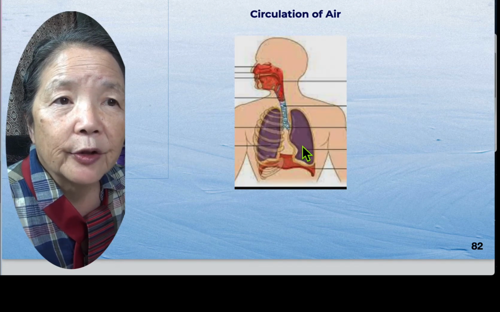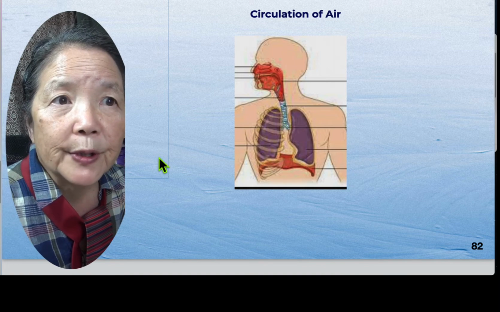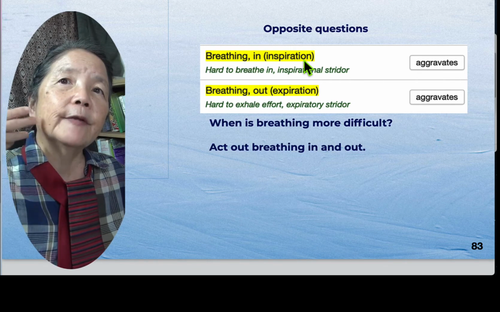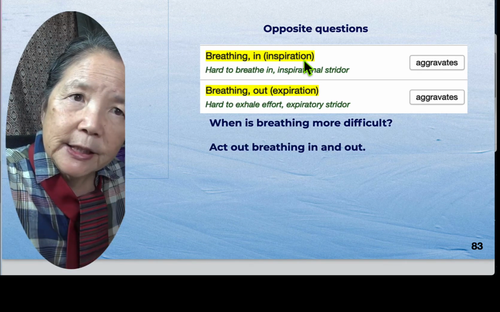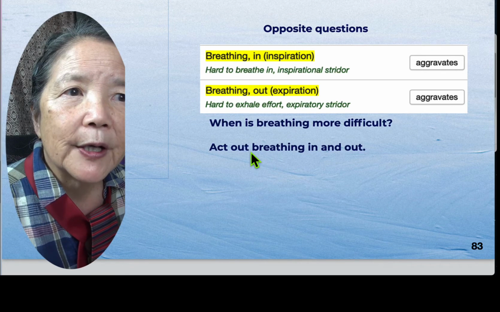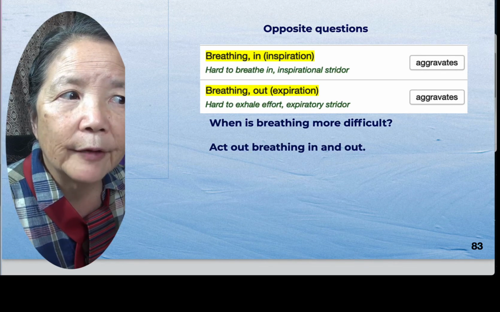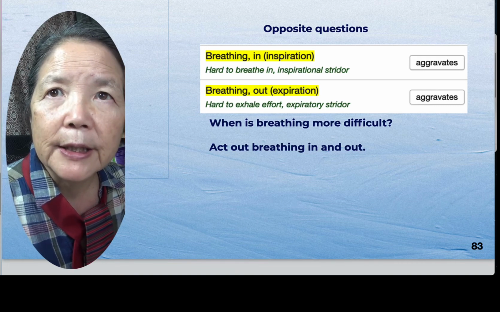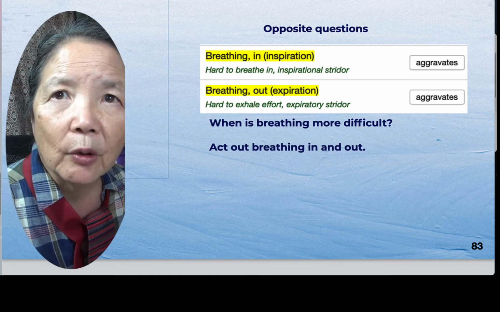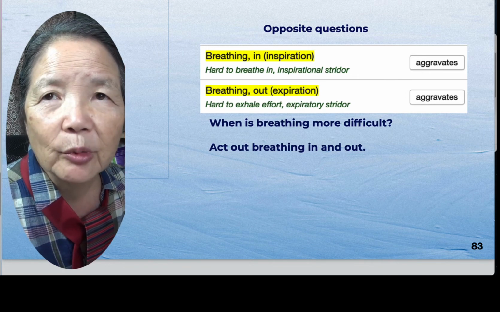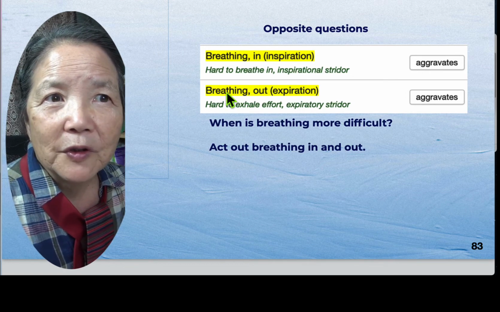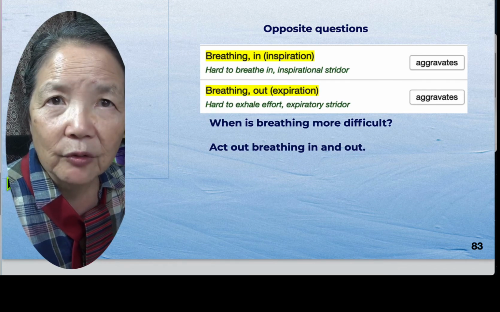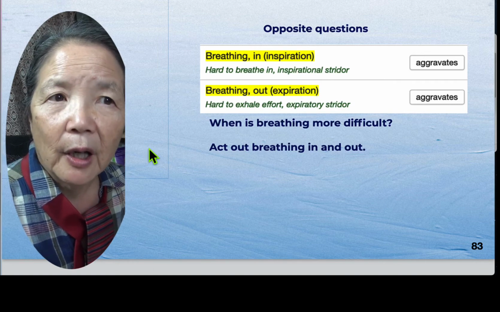In the body, the circulation of air is, of course, the respiratory system. He asks about the taking in of air and the exhalation of air. I was surprised because most people, when they are having trouble with breathing, can very clearly tell you which is more difficult. If you've never had trouble with breathing, this might not seem so obvious, but if you're having trouble, this is a very, very obvious question.